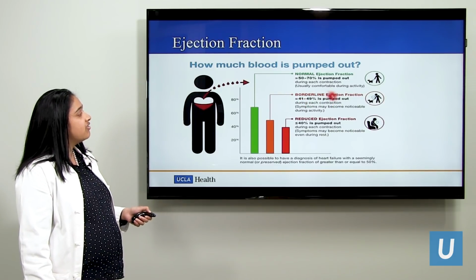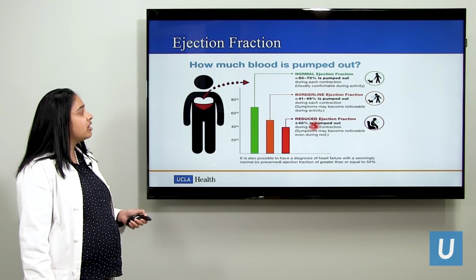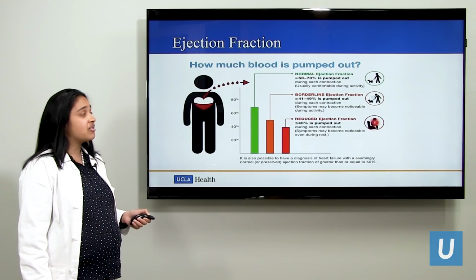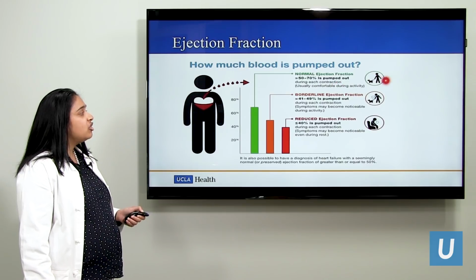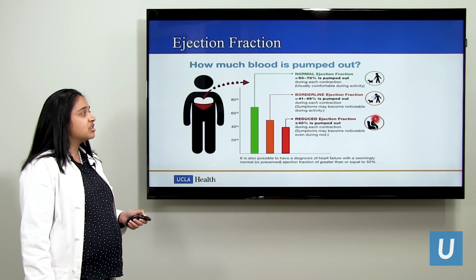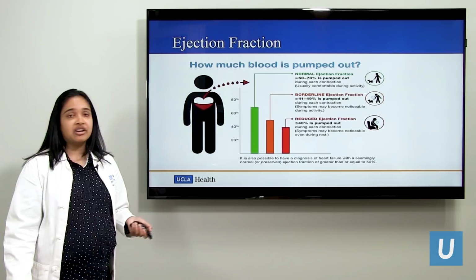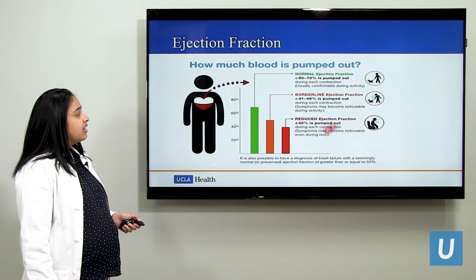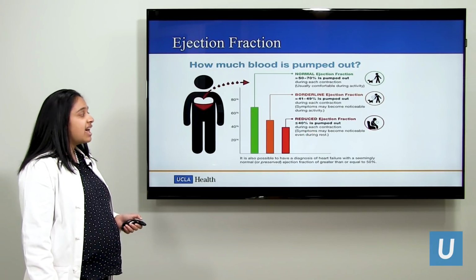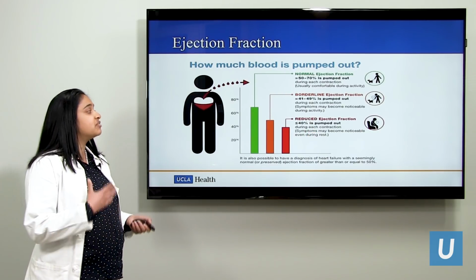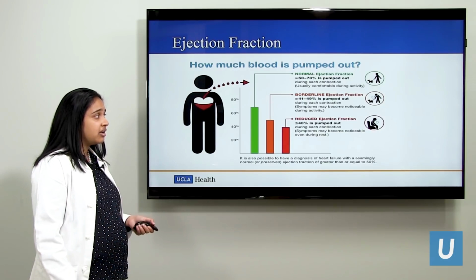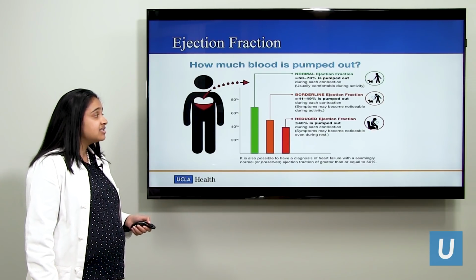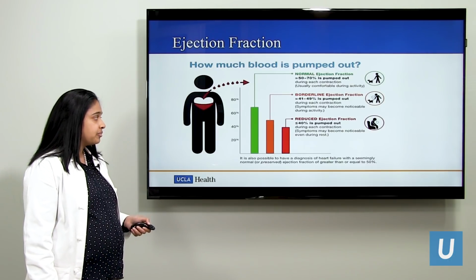Now let's say your heart function is somewhere in that 41 to 49% range, a range that sometimes we call borderline. You may notice symptoms that are noticeable during activity, like walking your dog, for example. Now, when your heart function is reduced, meaning that less than 40% of the blood is pumped out during each contraction, you may have noticeable symptoms both at rest and with activity.